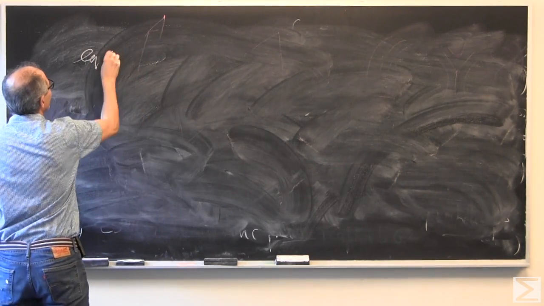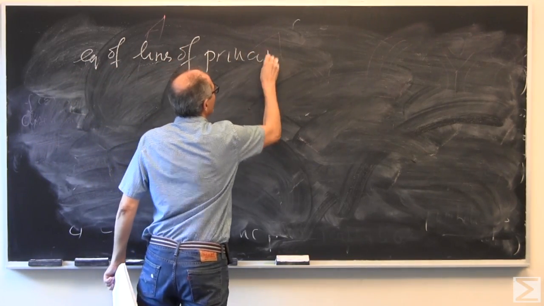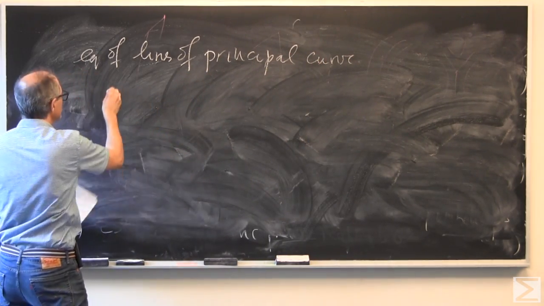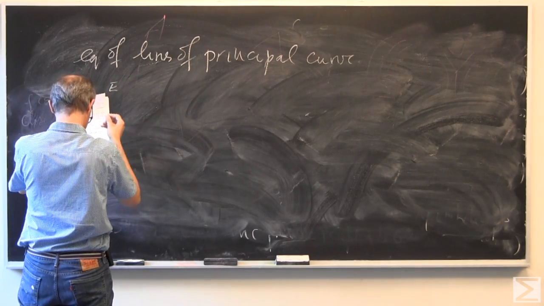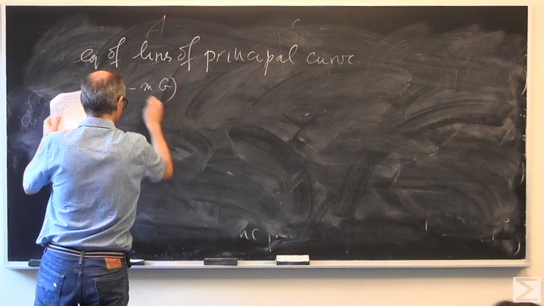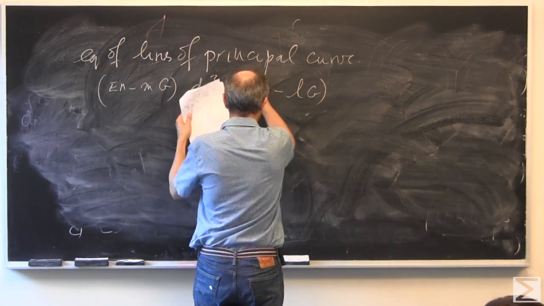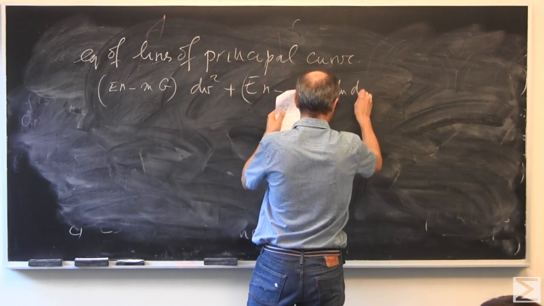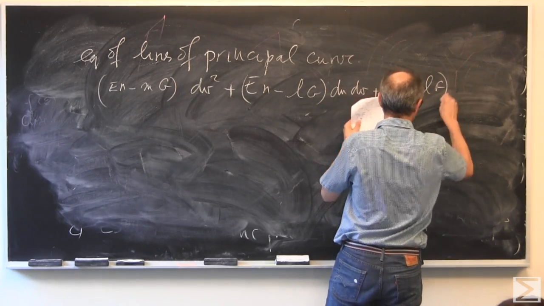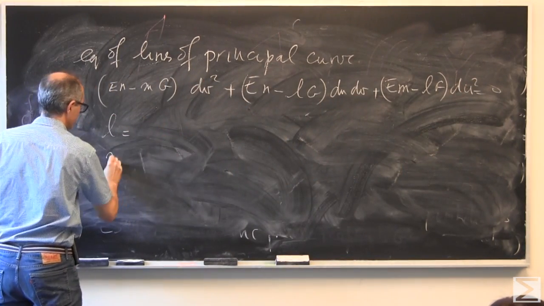So, the equation of lines of principal curvature. What is the equation? If you remember, it's (En minus Mg) dV squared plus (En minus Lg) du dV plus (Em minus Lf) du squared. I'll just write the coefficients. How did we define L, M, and N?